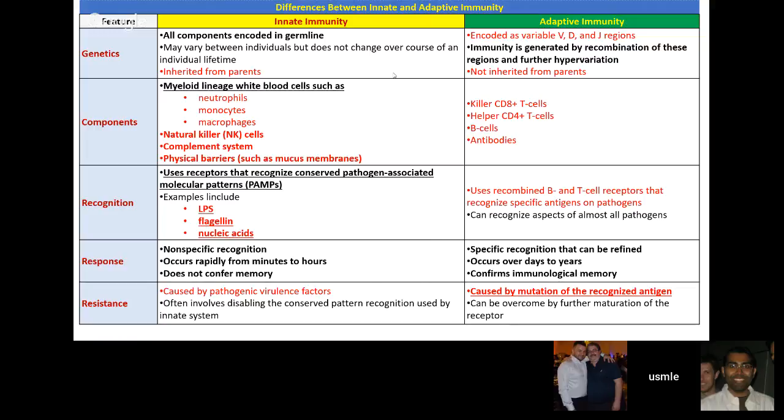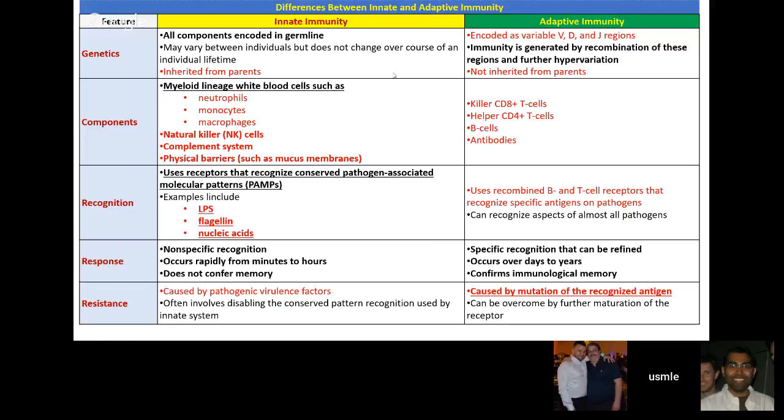So components, most of the innate are going to use the myeloid lineage: neutrophil, monocyte and macrophages, natural killer, complement, and a physical barrier that you're born with. As for the adaptive, you're going to have the new cells: the killer CD8, the helper CD4, the B cells, and the antibodies that, once you recognize something, immunization, will allow you to have this type of event.